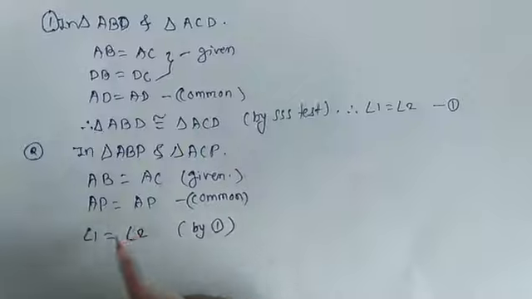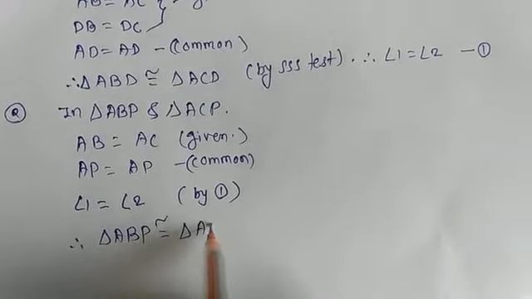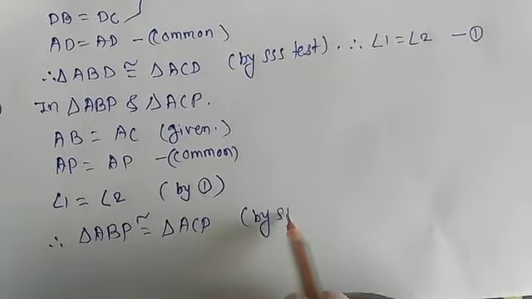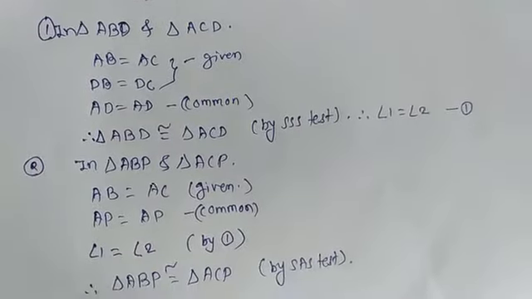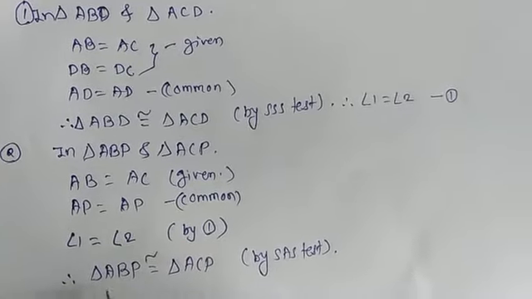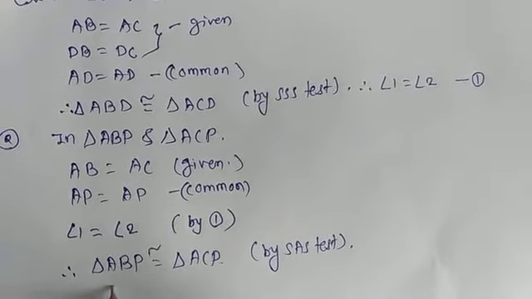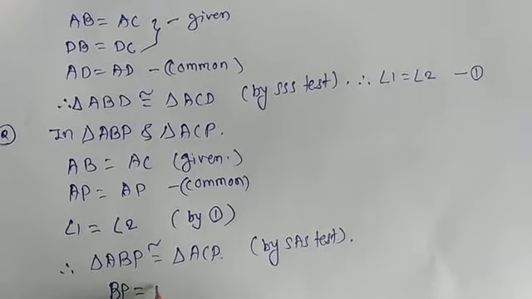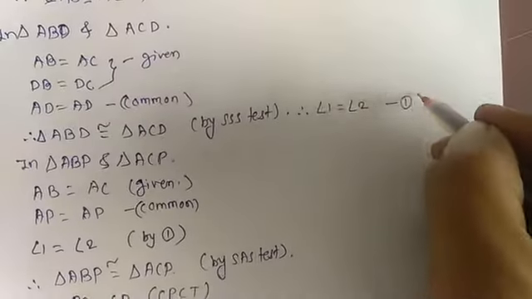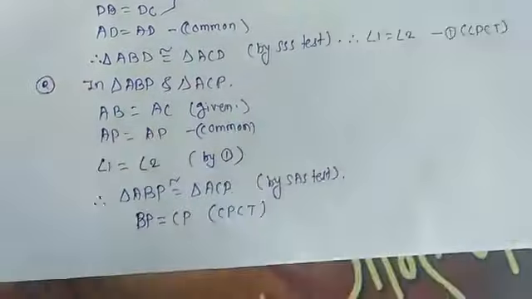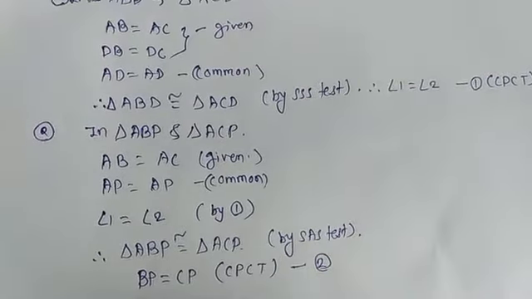Therefore, by SAS test, triangle ABP is congruent to triangle ACP, which is our second part of the proof. Now, as you may also write here, ABP is congruent to ACP. Here, PB or BP will be equal to CP by CPCT. Write it as equation number 2, which we require for the next part.